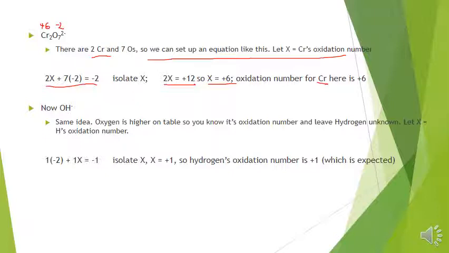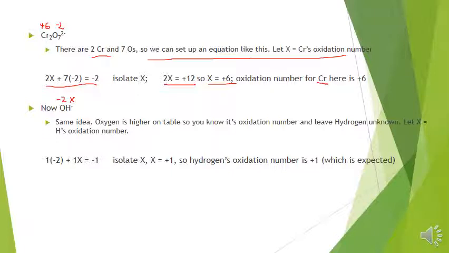Okay, so now let's do the same thing with hydroxide. You look at the priority table, and oxygen is minus 2, and that means we're going to leave hydrogen x. I know it says plus 1 there, but I said you always want to leave one unknown. If you had 3 elements, you'd try to pick 2 from the table and leave one unknown. So oxygen is higher on the table, and its oxidation number is minus 2. Leave the hydrogen unknown, so let x equal hydrogen's oxidation number.